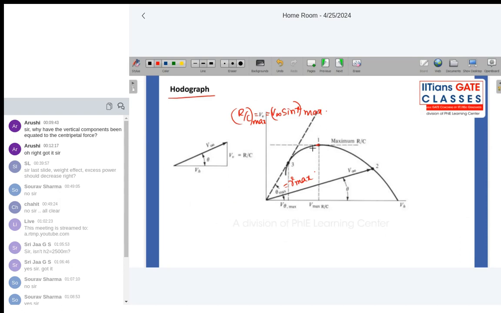So the velocity at which the climb angle maximum occurs is also different, and the rate of climb maximum occurs is also different. So climb angle maximum occurs at a lower velocity compared to the rate of climb maximum velocity.